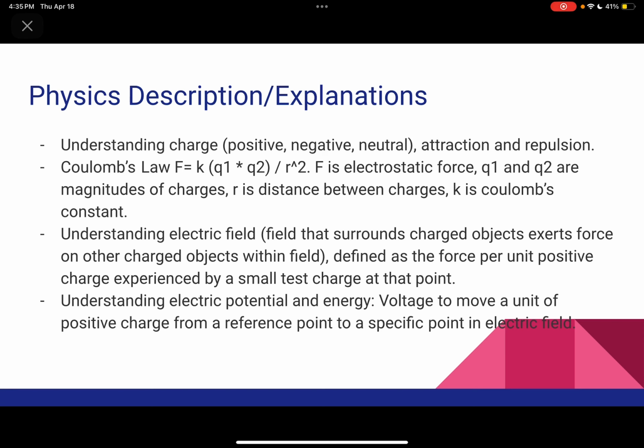Understanding the electric field and how it exerts forces onto other objects within the field is very important. Understanding electric potential and energy and voltage to move a unit of positive charge from a reference point to a specific point in an electric field is what I hope to find.